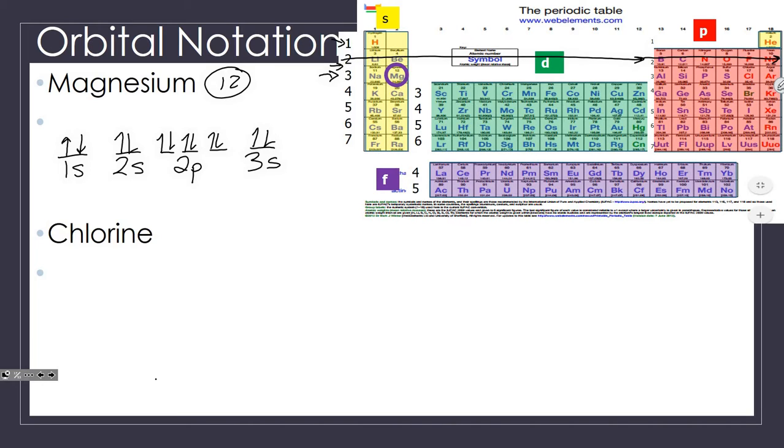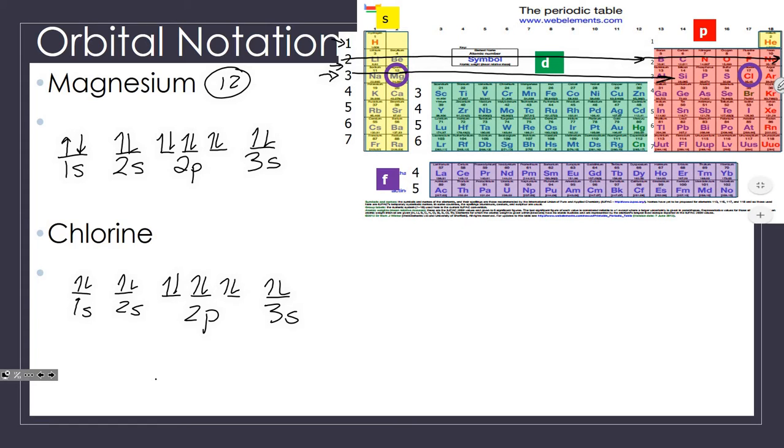Chlorine's going to be the same thing because it's a little past magnesium. So if we do what we had for magnesium, so 1s, 2s, 2p, 3s, so we're right back to where we were at magnesium. We're going to go a little bit farther to get to chlorine. So we hit the 3p. 3p has 3 rooms, and we're 1, 2, 3, 4, 5 into it. So 1, 2, 3, 4, 5.